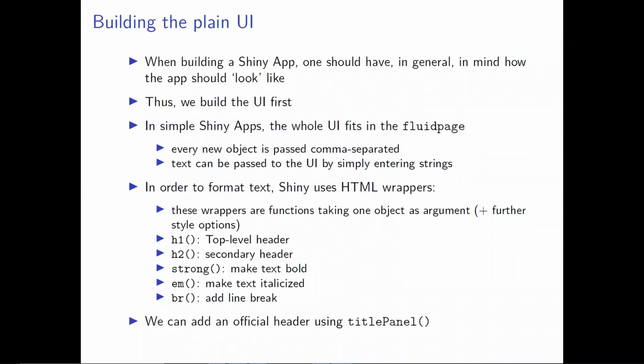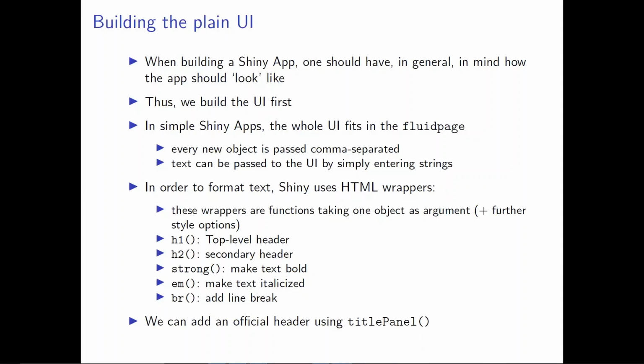So, building the plain UI. Basically, as I mentioned before, plain UI just makes sure how the app should look like. So, building the UI, we make sure that we have all the text we need on our homepage. We have all the objects which will be filled in our Shiny app, and everything that appears to the user is written in the UI.